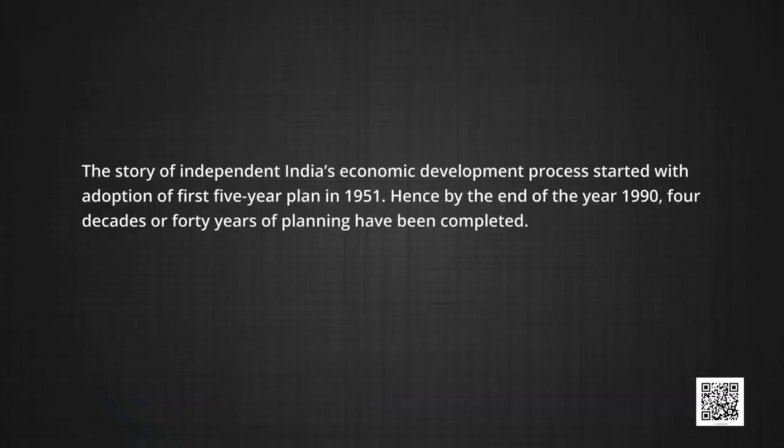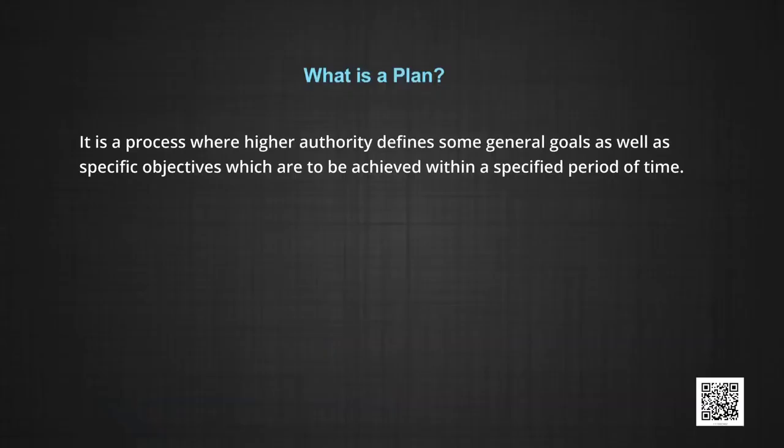The first 40 years of planning in India, let us discuss this point. The story of independent India's economic development process started with adoption of first five-year plan in 1951. Hence, by the end of the year 1990, four decades or 40 years of planning have been completed. Now, let us try to explain what is a plan. It is a process where higher authority defines some general goals as well as specific objectives which are to be achieved within a specified period of time.